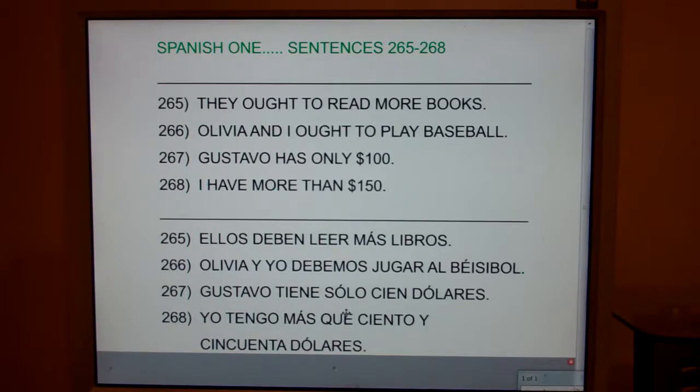Now, Gustavo has only $100. A lot of people confuse solo with an accent and solo without. Everybody say the only difference is the accent. Go. The only difference is the accent. If there's an accent over solo, it means only. If you take away the accent, how does the word solo feel? It feels alone and lonely. So solo without an accent is alone or lonely, and solo with an accent is only.